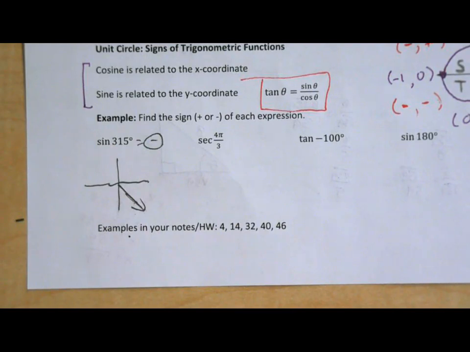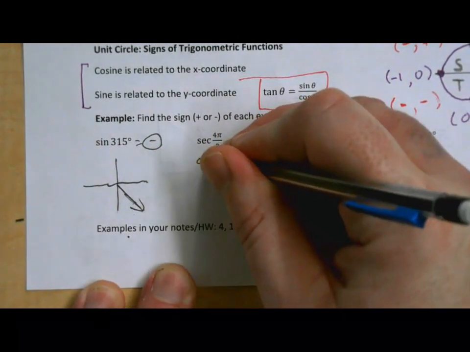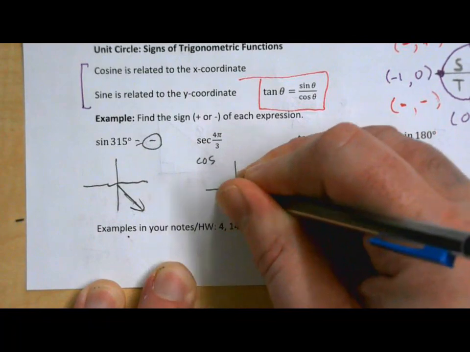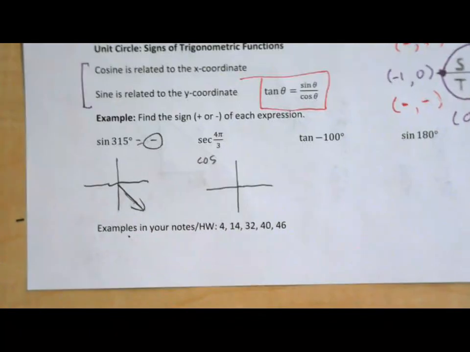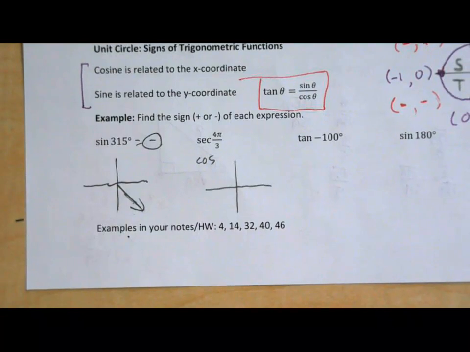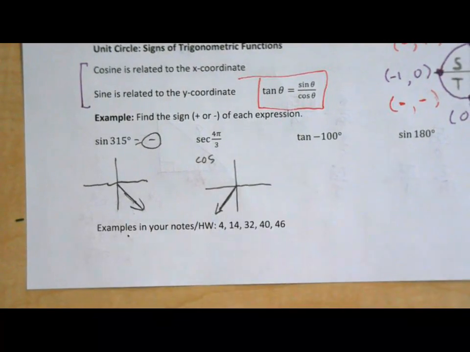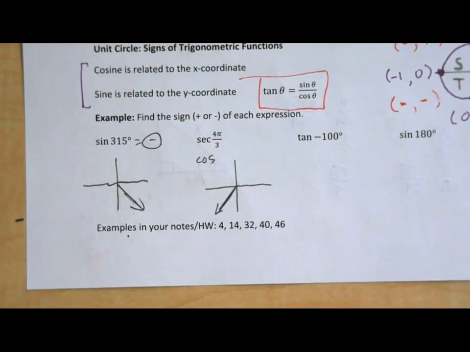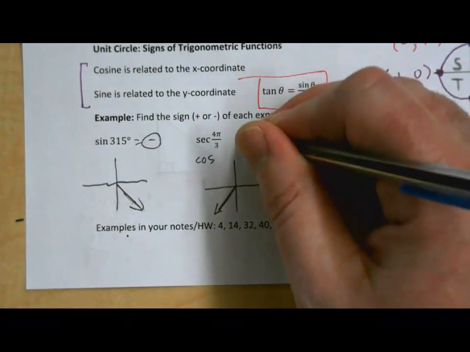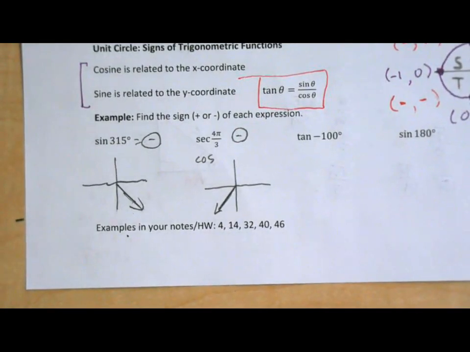Next one, secant. I don't think in terms of secant, though, so what am I going to be thinking about? Cosine. I'm going to be thinking about the cosine. And I want to do 4 pi over 3. Can you picture where 4 pi over 3 is? It's a little bit bigger than 3 pi over 3. You're going to want to start thinking in terms of radians here. It's going to be in that quadrant there. Is cosine positive or negative in that quadrant? Negative? Okay, well, if cosine's negative, secant would be negative also. Secant and cosine will always be positive and negative together.